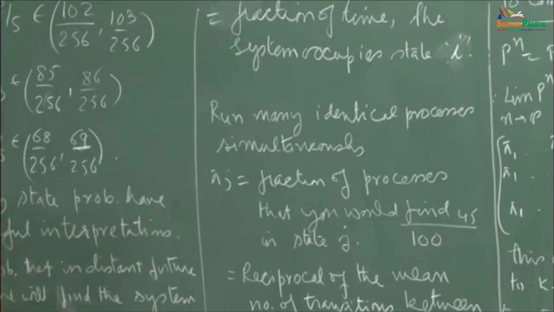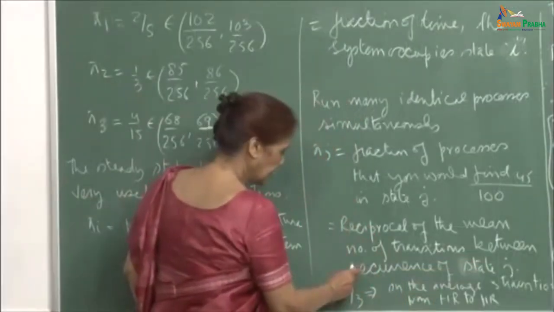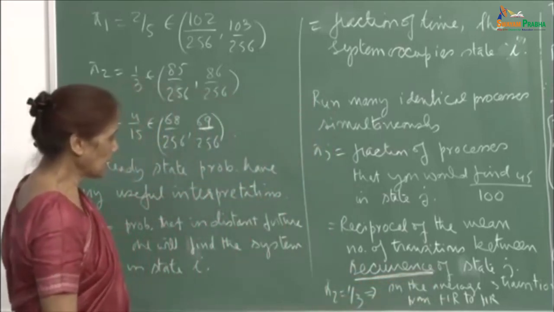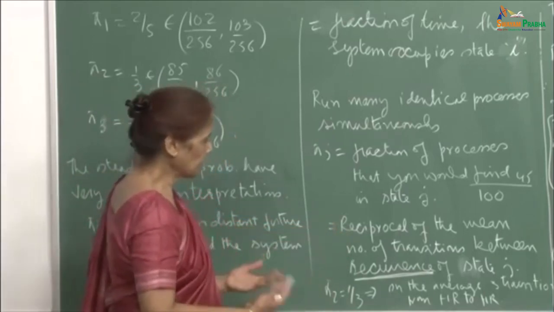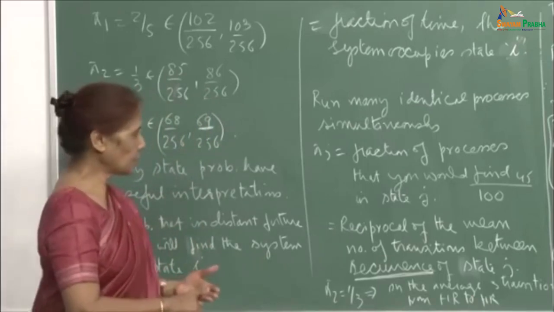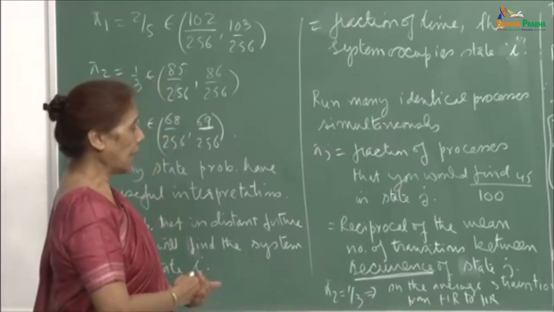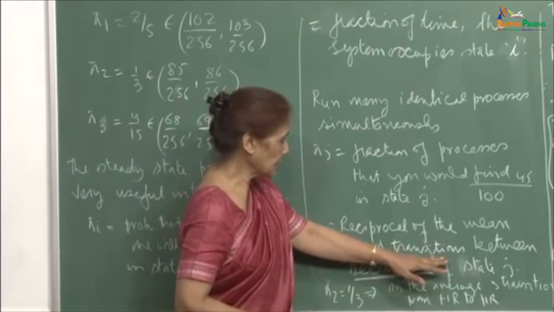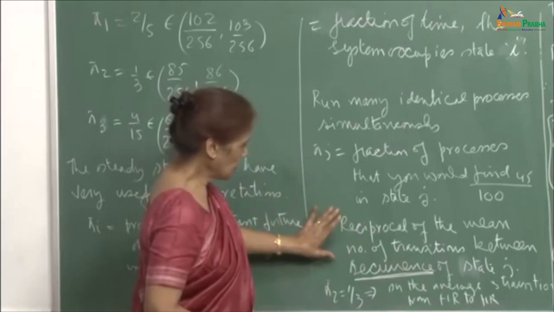Okay. And another interesting interpretation of pi j is that it is the reciprocal of the mean number of transitions between recurrences of state j. This recurrence I will define formally after some time, which is also very important. So, on the average, how many transitions would be required to go from state j to j. Now, recurrence means you are in state j to start off, and then the first time you revisit j. So, if you take the average number of such transitions, then the reciprocal of that is your pi j, and this also we will derive in another way, and of course, this part we will prove later on.